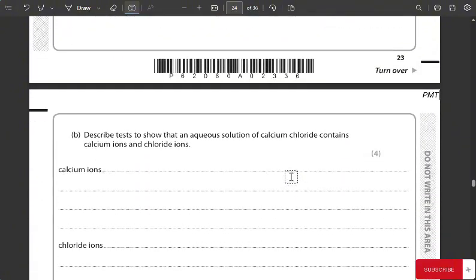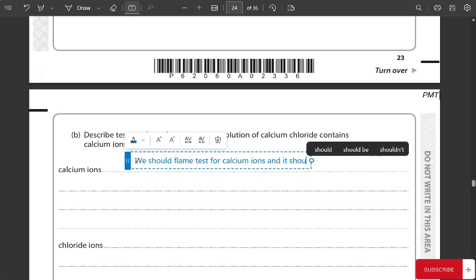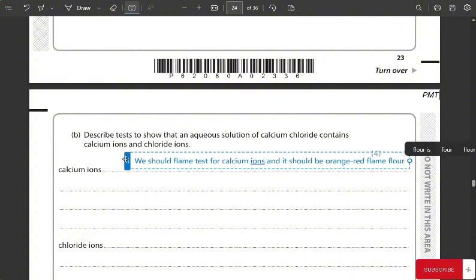Okay, and the B1 is: describe tests to show that an aqueous solution of calcium chloride contains calcium and chloride ions. The test for calcium ions is the flame test. We should do a flame test for calcium ions, and it should give an orange-red flame if there is calcium ion.